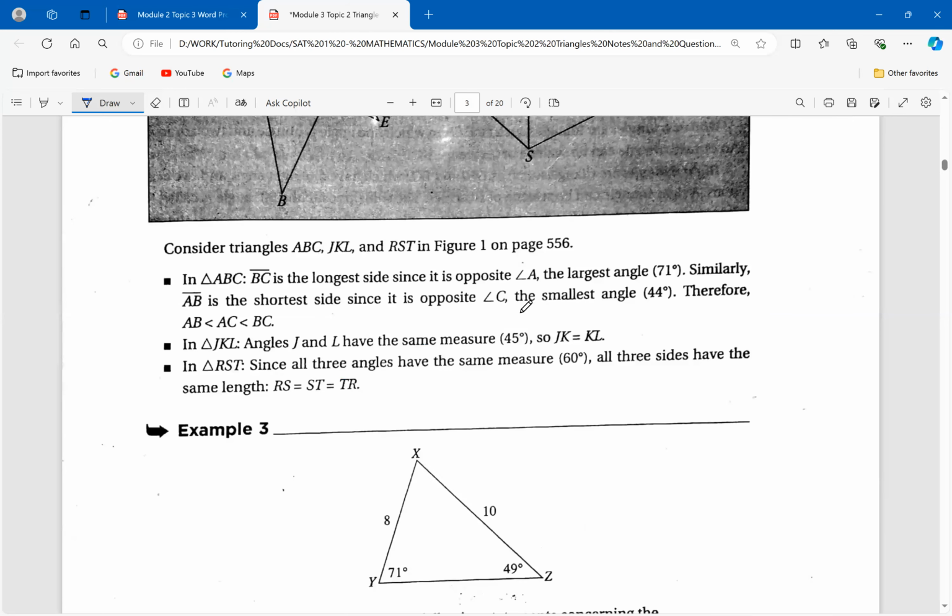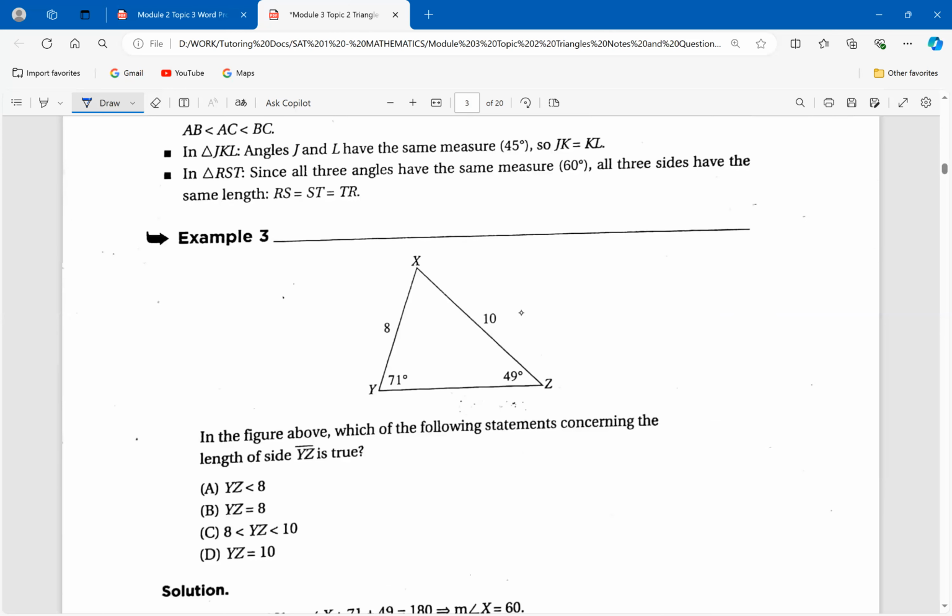So let's say this is 10, 10 is opposite to 71, 8 is opposite to 49. We can figure out this angle, right? 180 minus 71 minus 49 is going to give you 60 degrees. So this is 60 degrees. Now we know that 60 is not the smallest angle. So 8 has to be the smallest side. Why? Because it's opposite to the smallest angle, that's 49. And 71 is the biggest angle. So 10 has to be the biggest side as well.